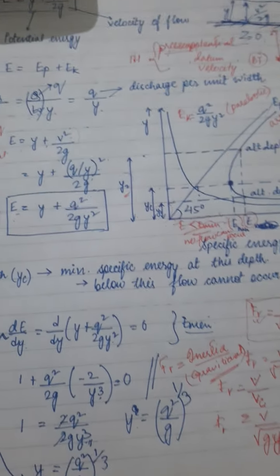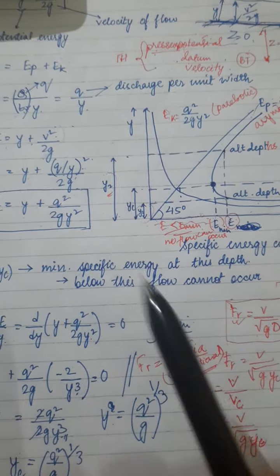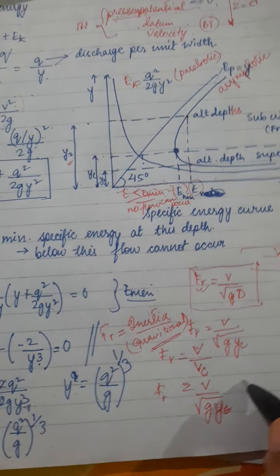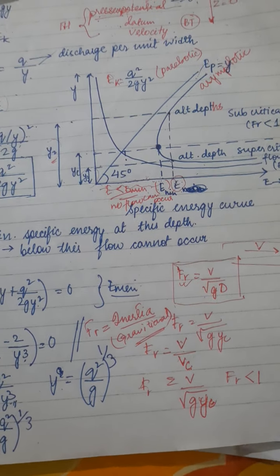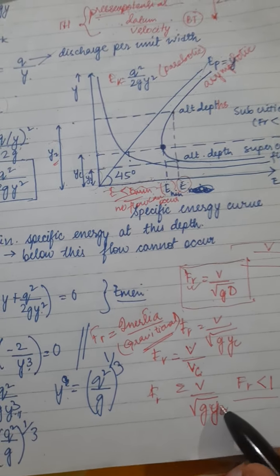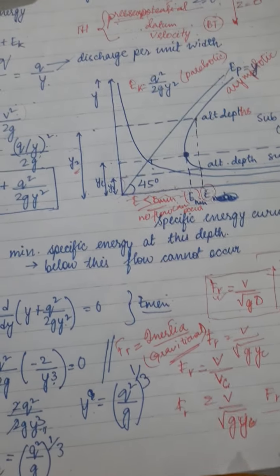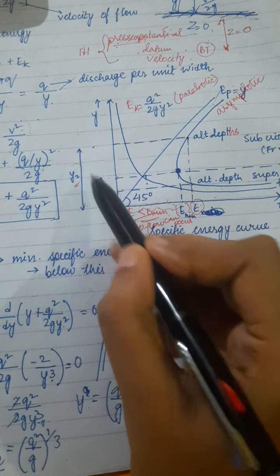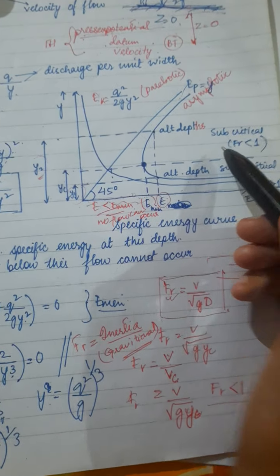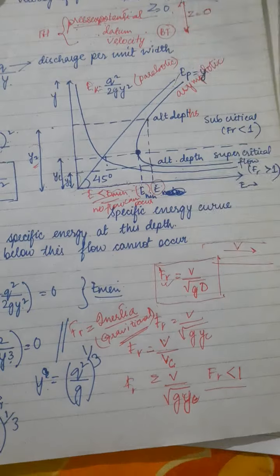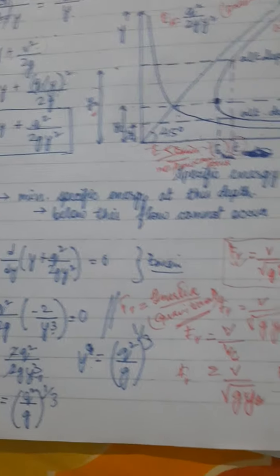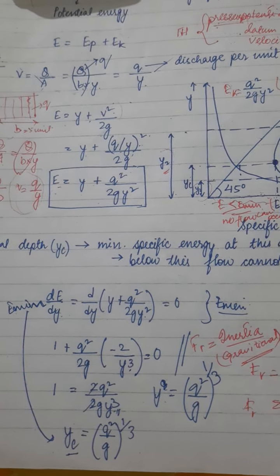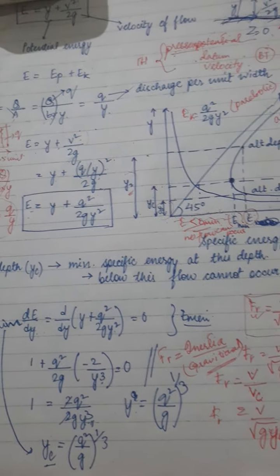So what happens? We need Y to be more if Fr has to be less than 1. For Fr to be less than 1, Y needs to be larger. So here we see that Y2 is greater than YC, and hence because of this dependence, Fr is less than 1. When Fr becomes less than 1, this condition is called subcritical flow.